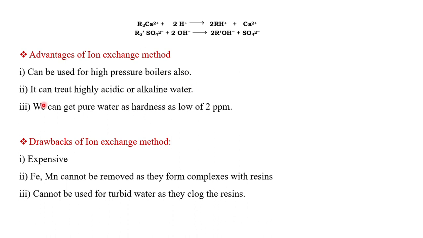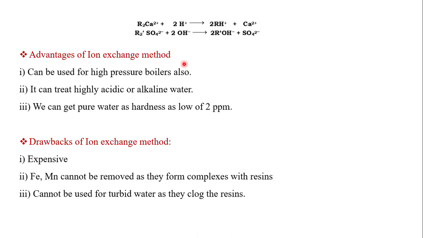Also it is easy to soften all types of water, like highly acidic water and highly alkaline water. Everything can be treated properly and we get water having a hardness of less than 2 ppm. This is the advantage. Coming to the drawback, the installation cost is a little bit high. Once it is installed, the functioning will be easier.